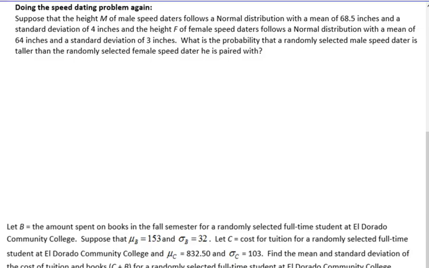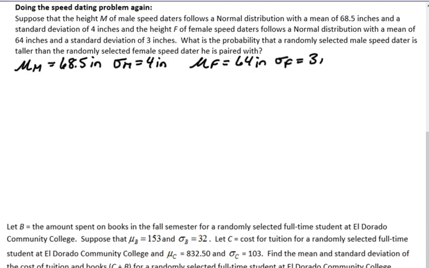Now that we've learned about the Pythagorean theorem of statistics, let's do the speed dating problem again. What we have to do first of all is identify our mu. So mu of male is equal to 68.5 inches. Standard deviation of male is equal to 4 inches. Mu of female is equal to 64 inches. Standard deviation of female is equal to 3 inches.